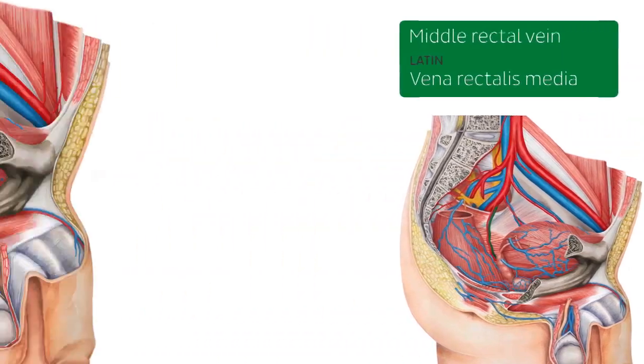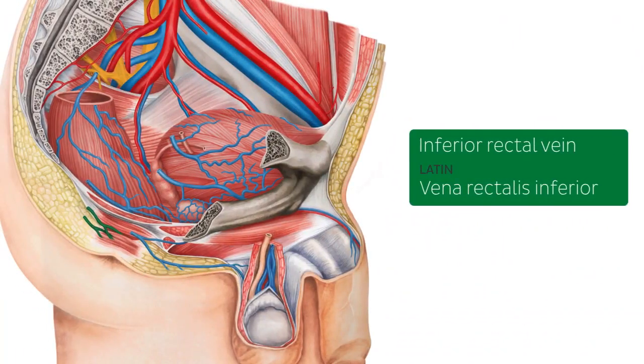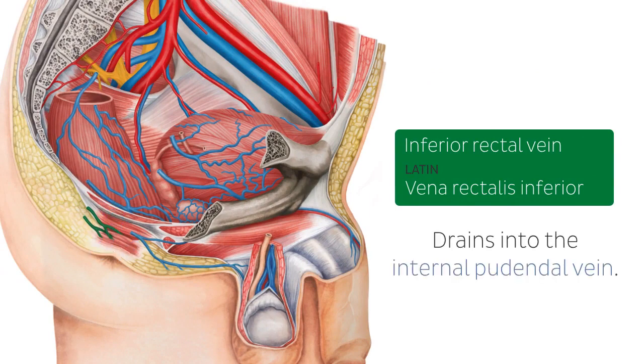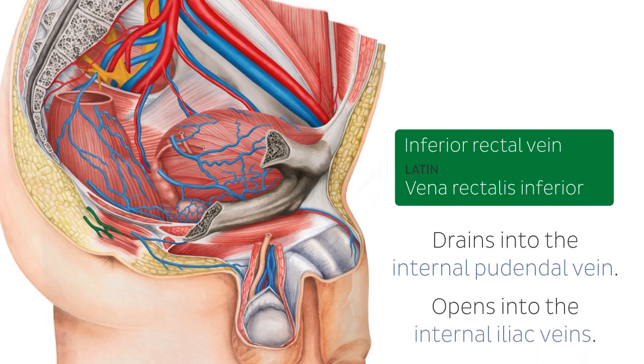Next, we're going to be highlighting now the inferior rectal veins, which you can see here. Now, the inferior rectal veins drain deoxygenated blood from the inferior part of the external rectal venous plexus into the internal pudendal vein. These veins may become varicose, resulting in external hemorrhoids, also known as piles. They also anastomose with the superior rectal vein and the middle rectal veins. Now, the internal pudendal veins, in turn, open into the internal iliac veins.